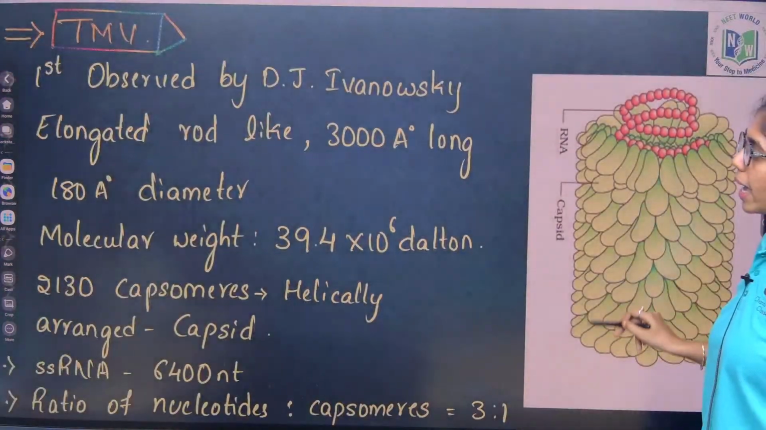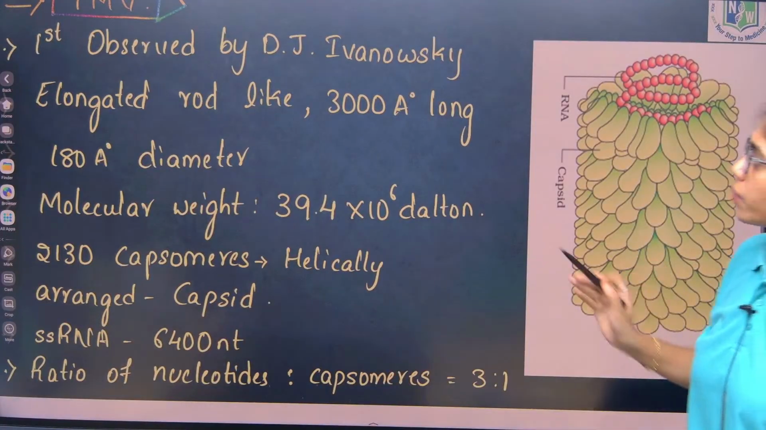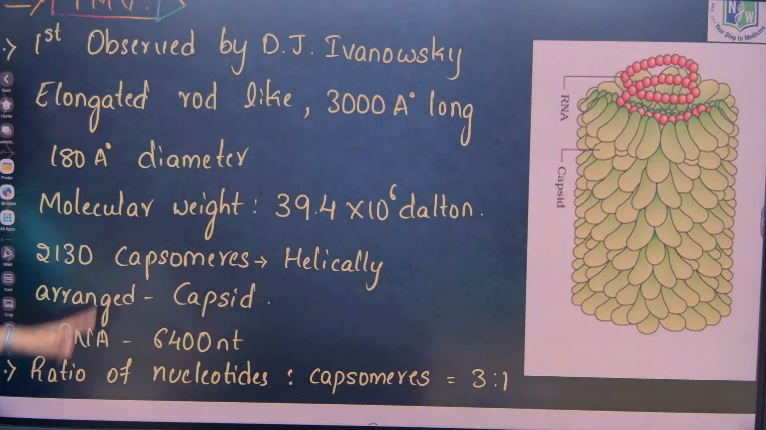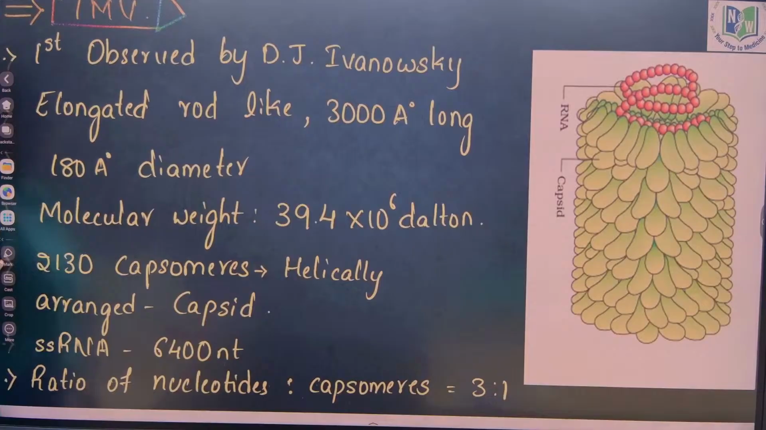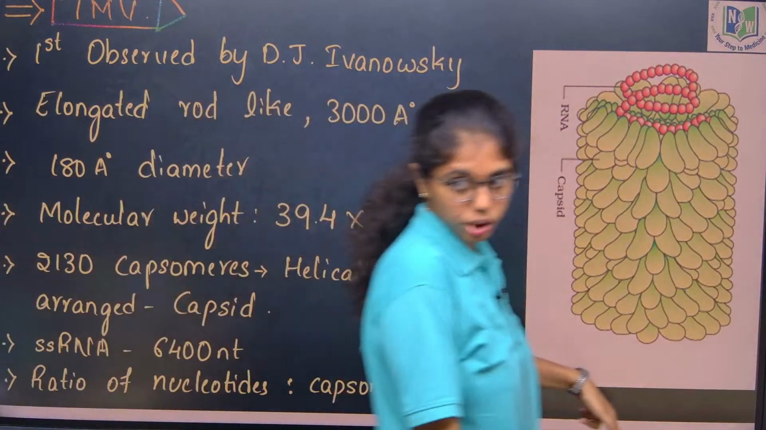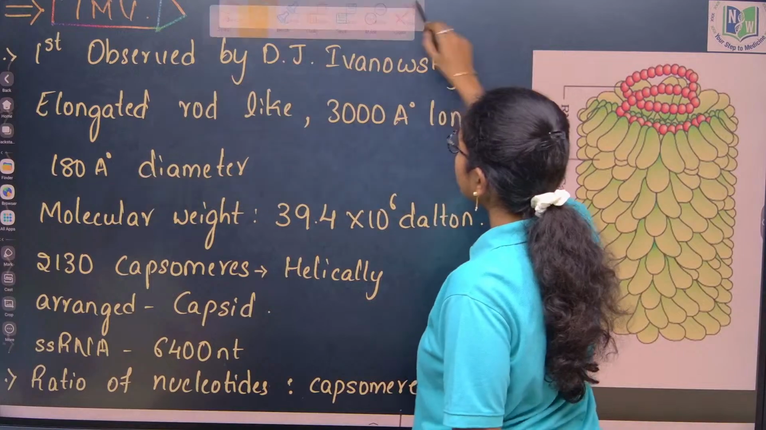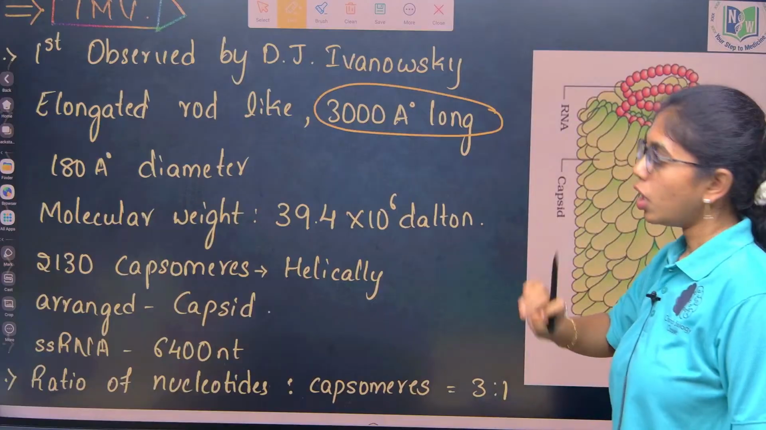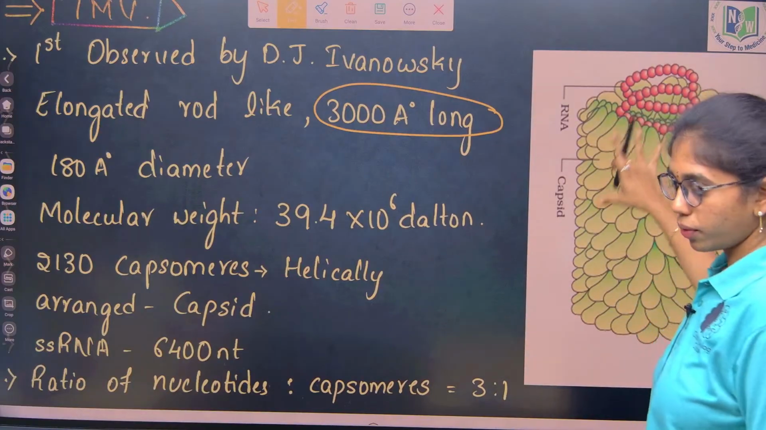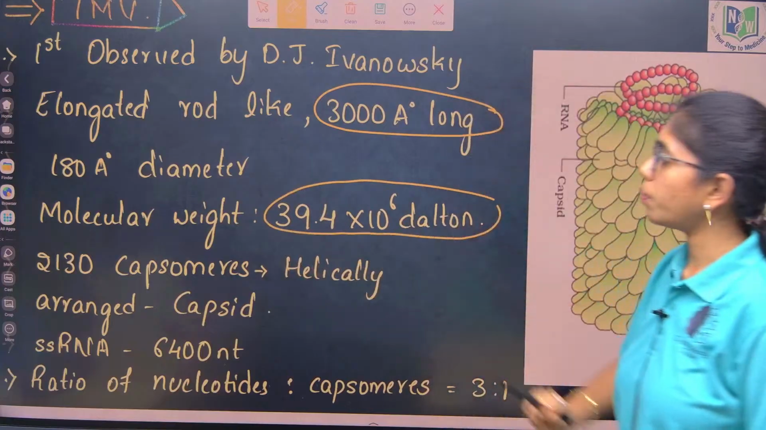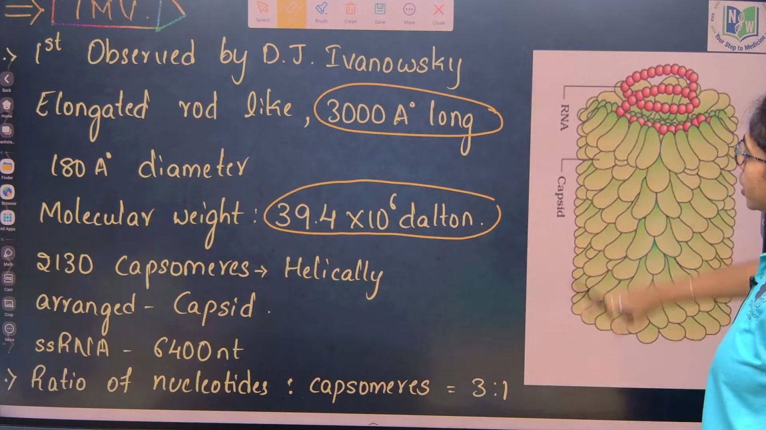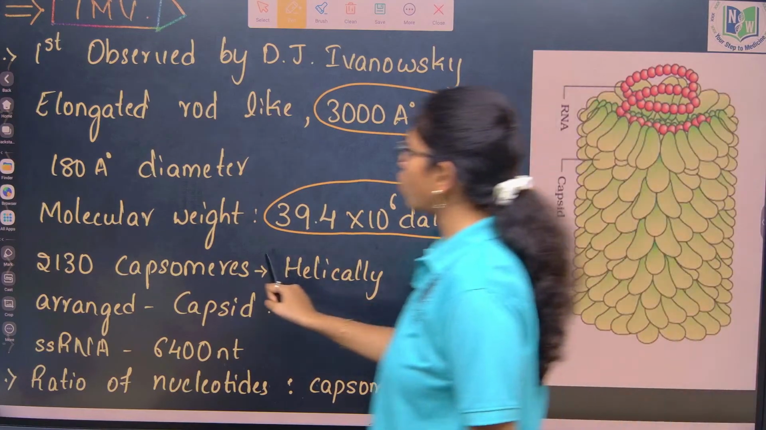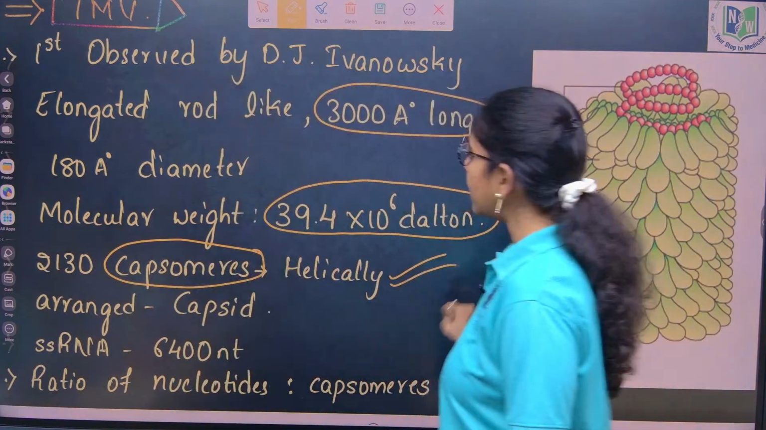Now about tobacco mosaic virus. As we have discussed, it was first observed by whom? D.J. Ivanovsky. And how to describe the structure of TMV? This is an elongated rod-like structure, which is 3000 angstroms long and 180 angstroms in diameter. Molecular weight of the tobacco mosaic virus is 39.4 × 10^6 daltons. And the capsid is made up of protein subunits, those are capsomeres.